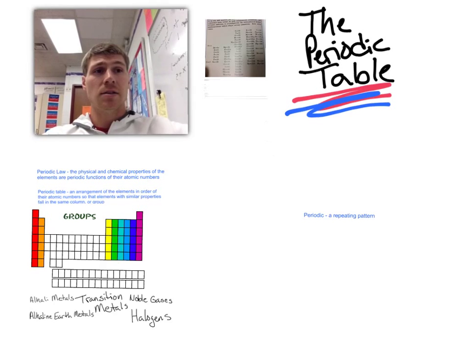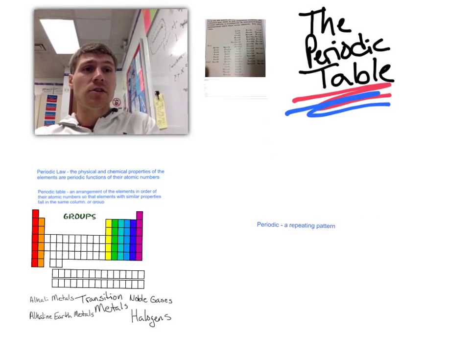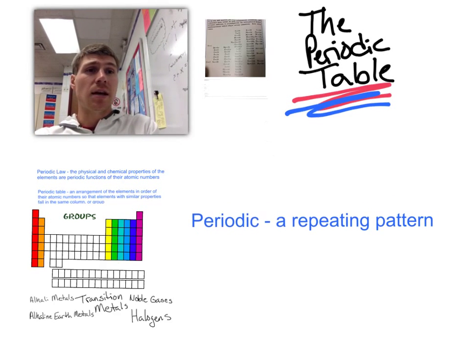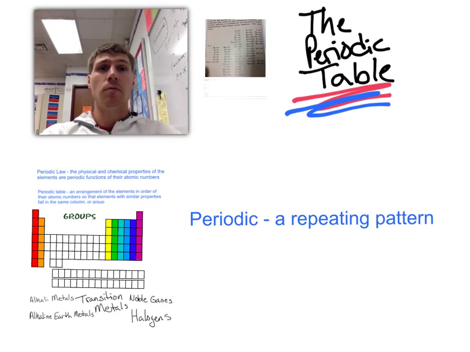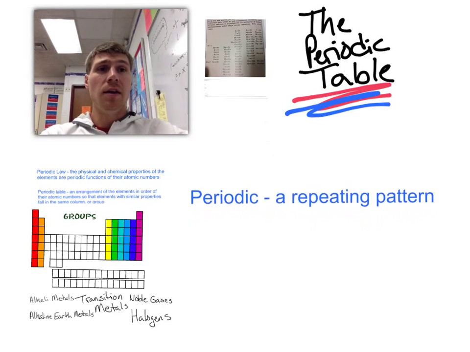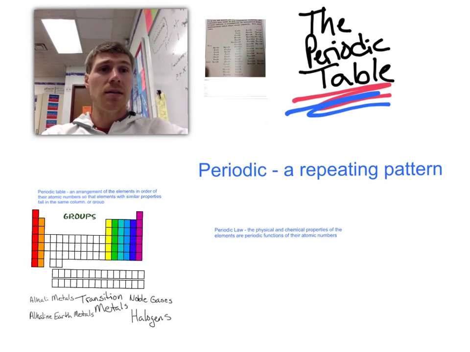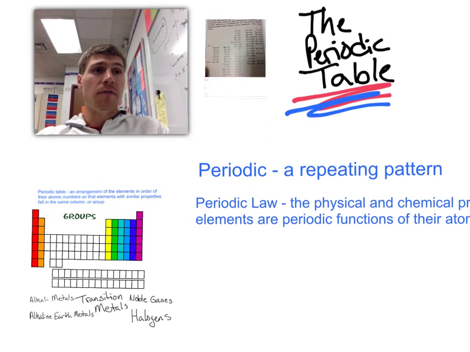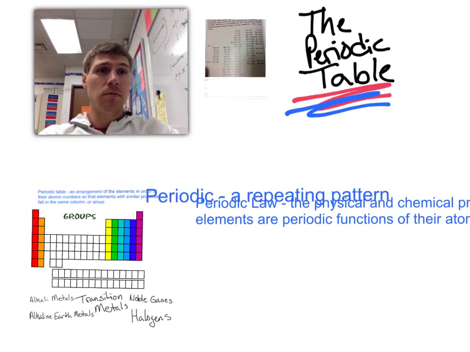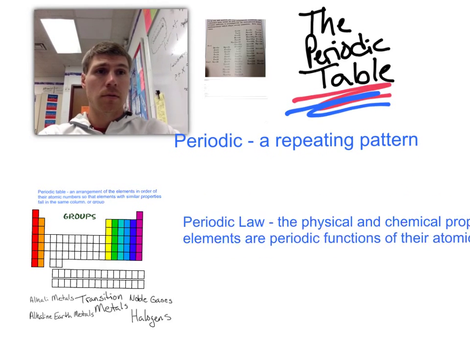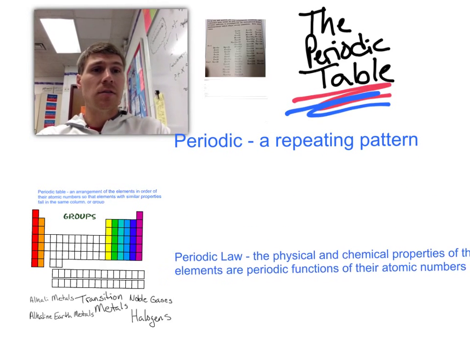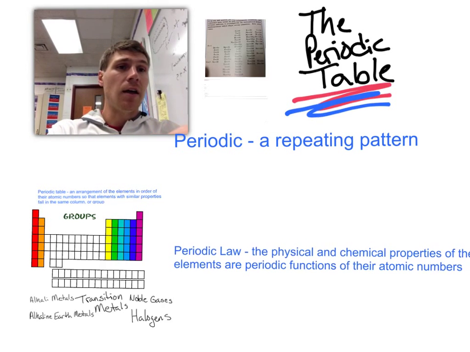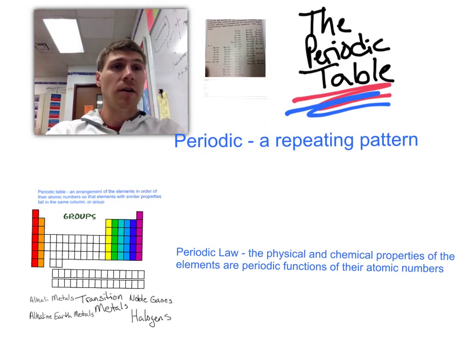So, guys, let's go ahead and make sure that you get that definition written down. Okay, which is just that. Periodic, which is a repeating pattern. Then, what we saw is that there's this periodic law, okay, and that's that the physical and chemical properties of the elements are periodic functions of their atomic numbers.